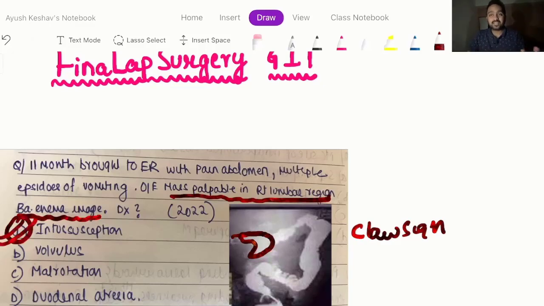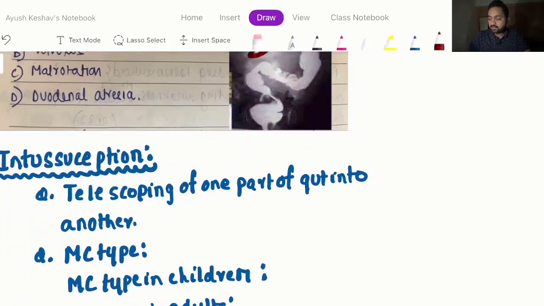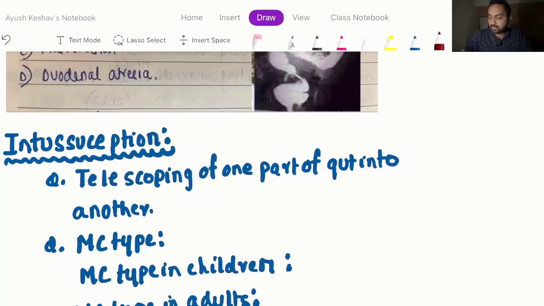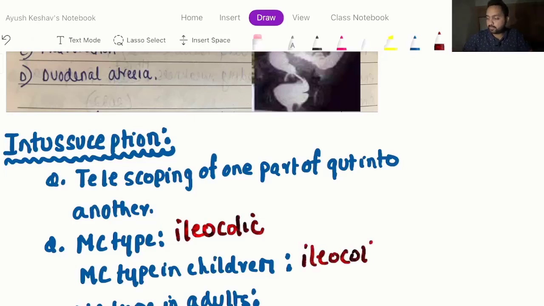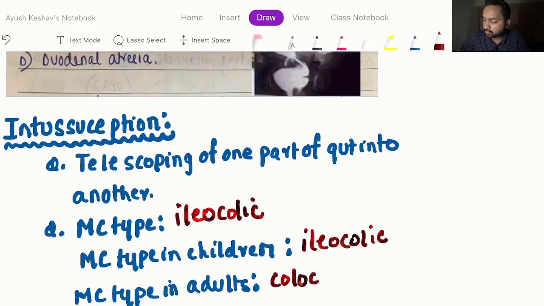So what is intussusception? It is telescoping of one part of gut into another. The most common type of intussusception is ileocolic. The most common type found in children is also ileocolic, and the most common type seen in adults is colocolic, and the most common age group affected is infants.